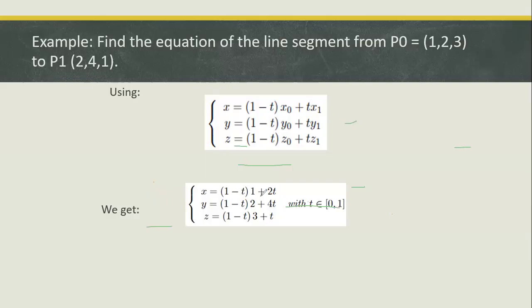We simply substitute the values of x naught and x1, and that would give us x is equal to, in bracket, 1 minus t, times 1 plus 2t, y is equal to, in bracket, 1 minus t, times 2 plus 4t, and z is equal to, in bracket, 1 minus t, times 3 plus t, with t an element of the interval 0, 1.